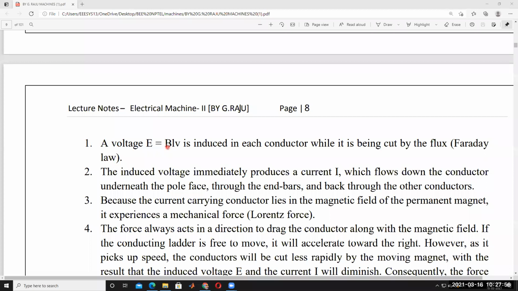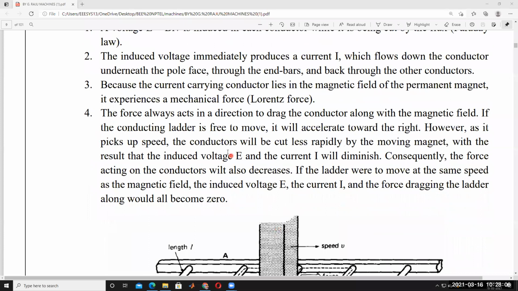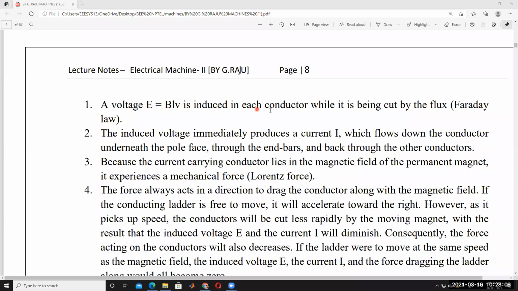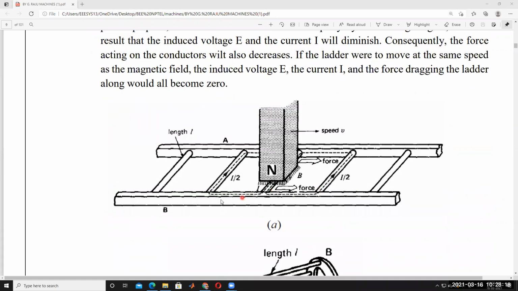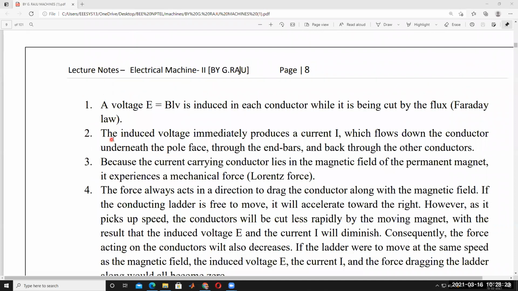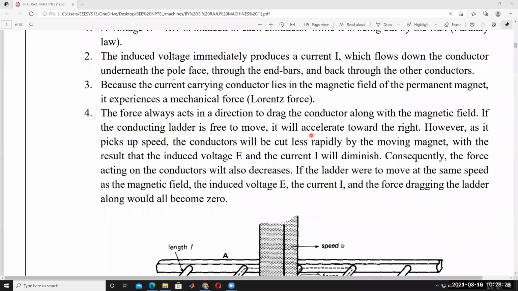The EMF depends on magnetic flux density B, the length of the conductor, and the speed of the rotating magnetic field, that is, the speed of the permanent magnets. It is induced in each conductor while it is being cut by the flux, according to Faraday's law. So like this, EMF is induced in the rotor conductors. Then the induced voltage immediately produces a current I.